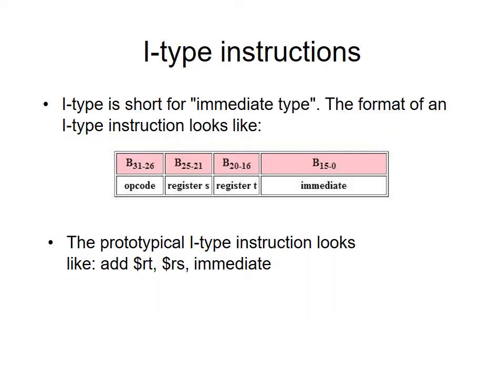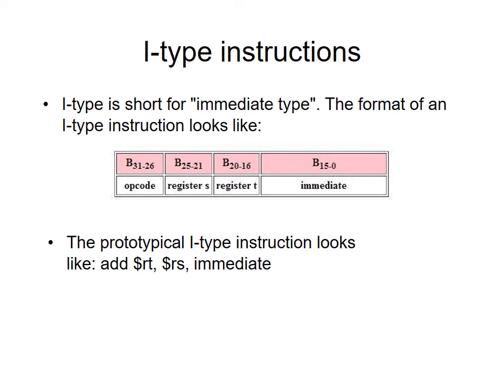Here is the format of I-type instructions, and I-type is short for immediate type. The format of an I-type instruction also has 32 bits. Bits 0 to 15, the first 16 bits, work as the immediate, 16 to 20 work as register T, 21 to 25 work as register S, and finally 26 to 31 work as the opcode.